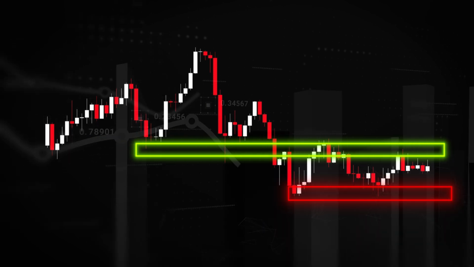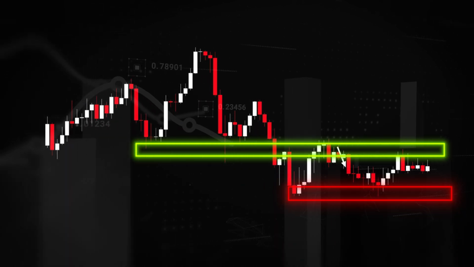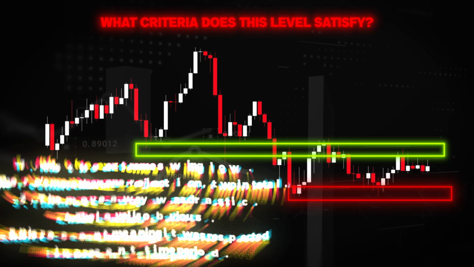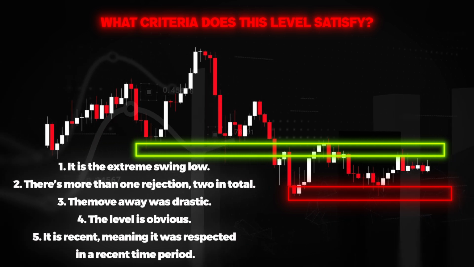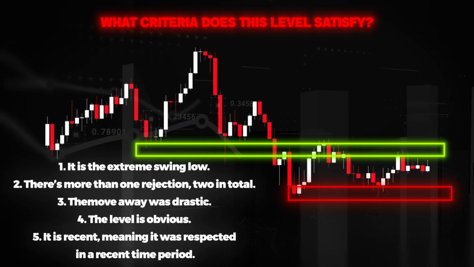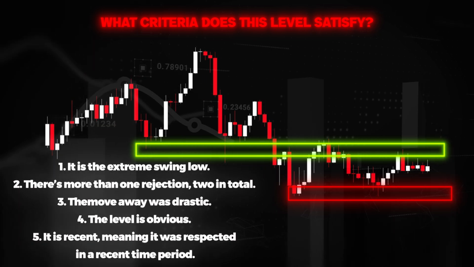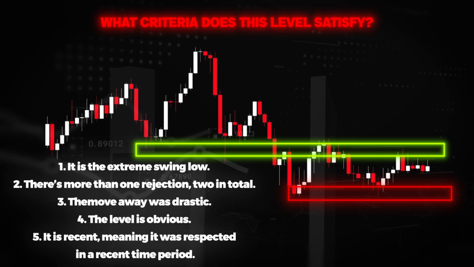Moving on down to our final level, we notice this level here where the price came down, hit, and reversed from, so we draw it in. What criteria does this level satisfy? 1. It is the extreme swing low. 2. There's more than one rejection, 2 in total. 3. The move away was drastic. 4. The level is obvious. 5. It is recent, meaning it was respected in a recent time period.